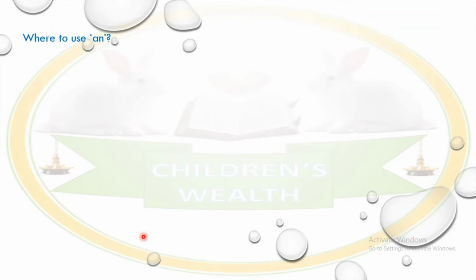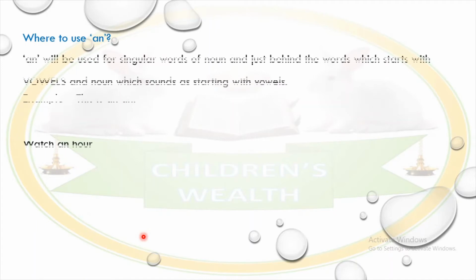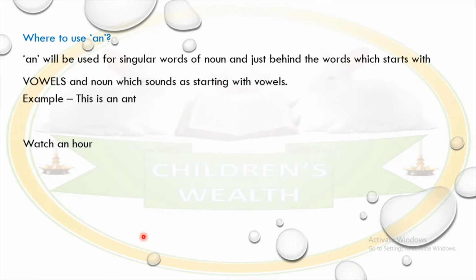Where to use an? An article will be used for singular words of noun, just behind the words which start with vowels and nouns which sound as starting with vowels.